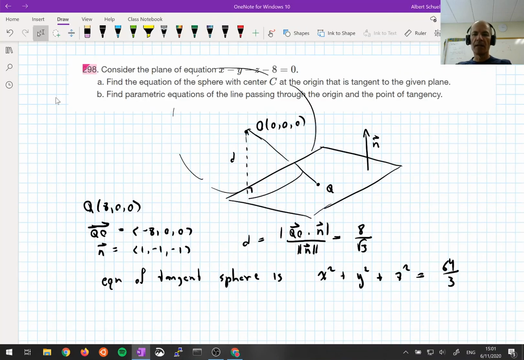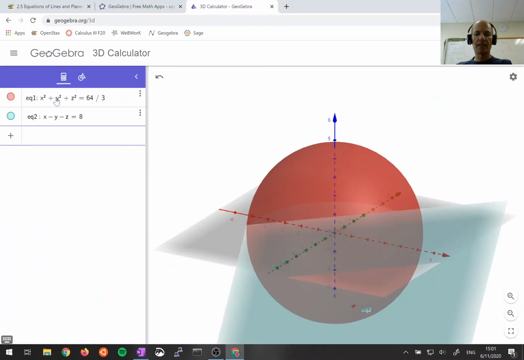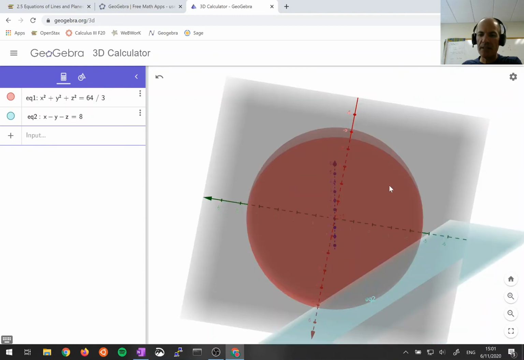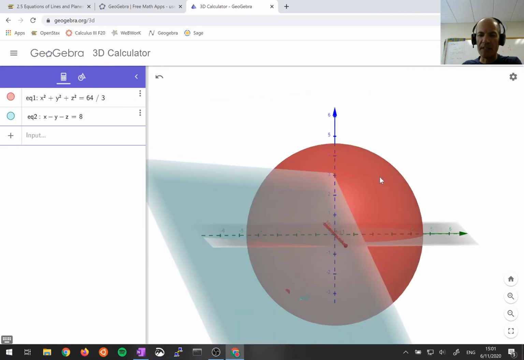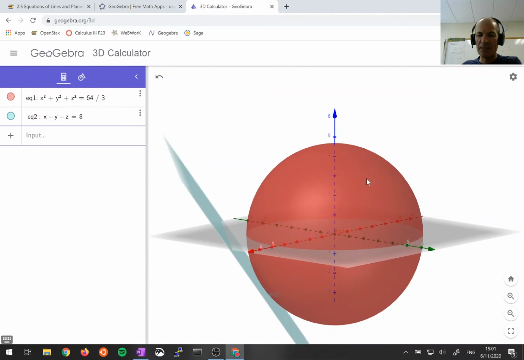And let's get the plane. The plane is x minus y minus z equals 8. Okay, not sure if they're tangent yet. Let's move it around and try to get a look at that point of intersection. My computer's struggling at the moment, but if you sort of take it really slow, you can see that indeed the plane and the sphere are tangent to each other. And this distance from here to here is 8 over root 3.